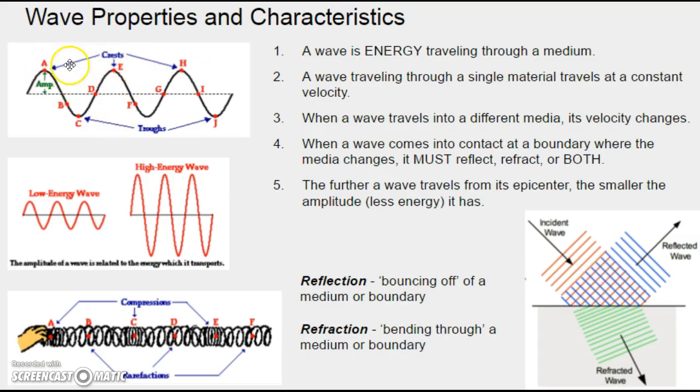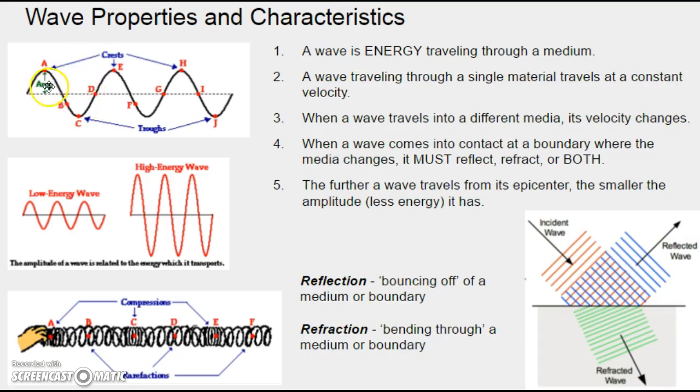We can call these up here at the top crests when we look at this sinusoidal curve. We call the letters at the bottom, I've got C and J here, troughs. We've got an amplitude. Notice it's from this dotted or dashed line. That's our amplitude up to A. We could say the dotted line to C would be its amplitude.